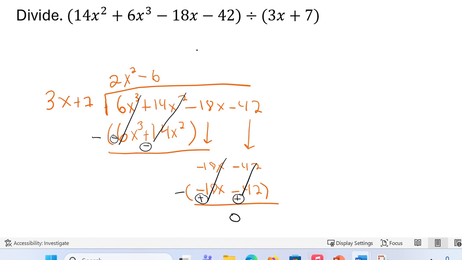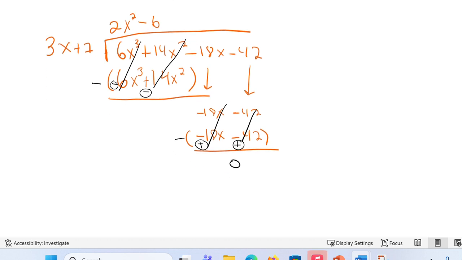So the way we can write our answer, we will write it as 2x squared minus 6. Now since we have no remainder, that just will be it. Okay?